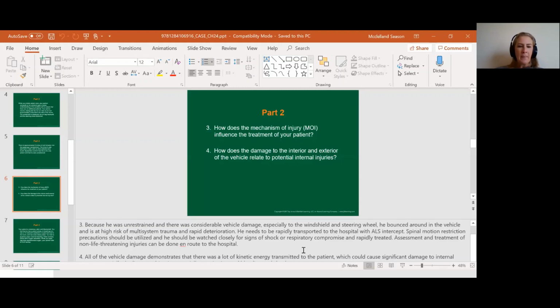Number 4, all of the vehicle damage demonstrates that there was a lot of kinetic energy transmitted to the patient, which could cause significant damage to internal organs.